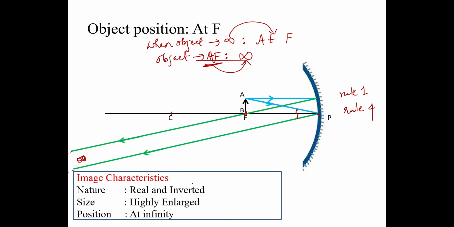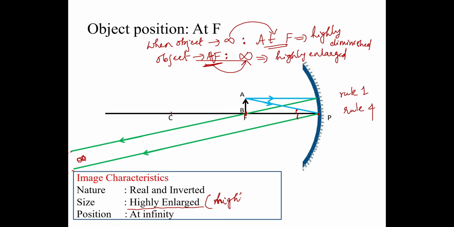So again, real and inverted, because the rays will meet in front of the mirror, and it is highly enlarged. When image is formed at focus, it was highly diminished. Now when image is formed at infinity, it is highly enlarged. Or you can use the term highly magnified. Now where will you get the image? At infinity. Now let's see some of the application of this object position.